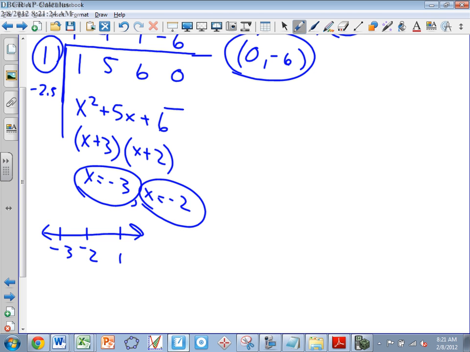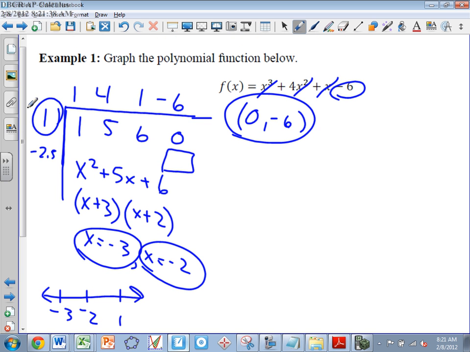So I want you to figure out, if you plug in negative 2.5, what do you get for the y value? And write that point down. If you want to use your calculator, you can. Put the original equation in y1, go to your table, and type in negative 2.5 for x.